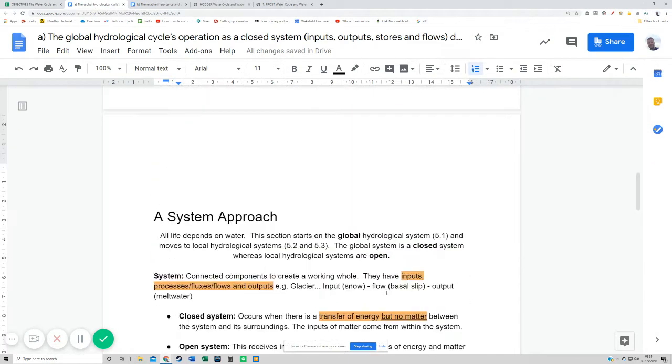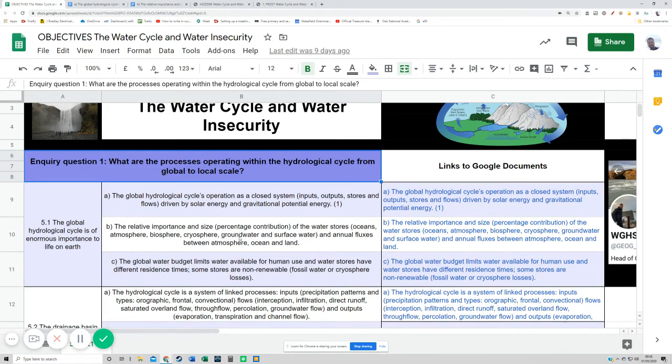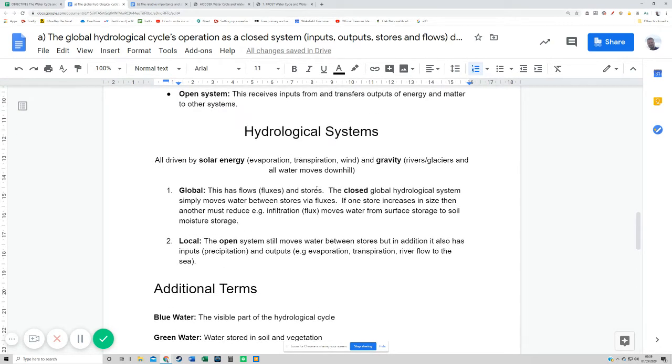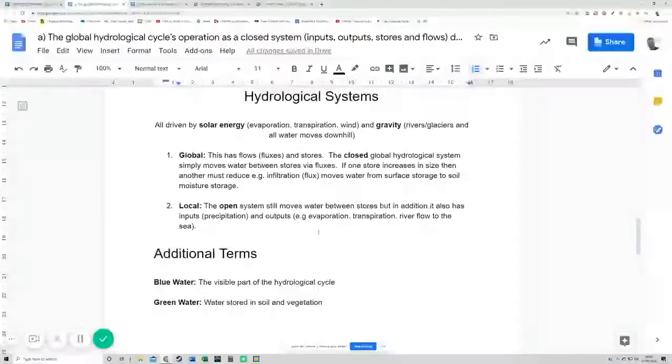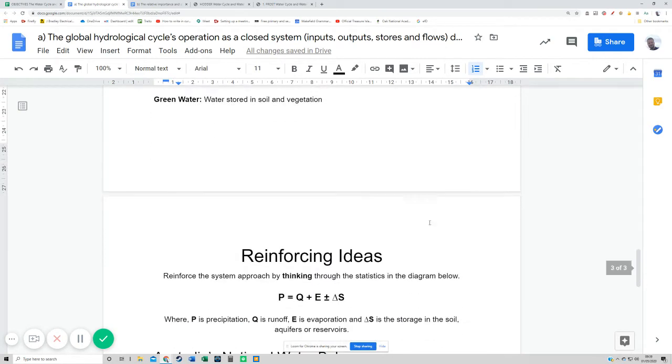If you go back to the spec, on the contents page, when we get to 5.1b, it wants you to look at all these different stores in more detail and the different fluxes. So to be really clear, we've got to be absolutely certain that the global hydrological system is closed, and that means that if you increase the store or change a flux in one part of it, it's got to have a knock-on effect on the others. There's two additional key terms I just want you to be aware of. Blue water is a visible part of the hydrological cycle, like rain. Green water is water stored in soils and vegetation and so on, just in case you come across those terms.